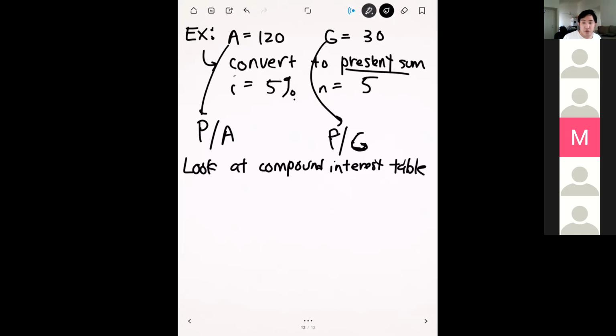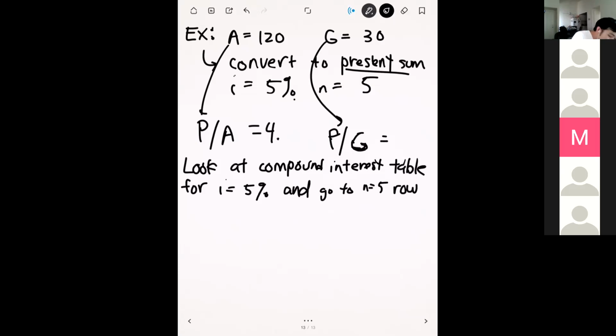And so you're going to go to the compound interest table for 5%. And go to the n is equal to 5 row. And so if you look up these values in the table, you'll see that this value is 4.329. And this value right here is 8.237.